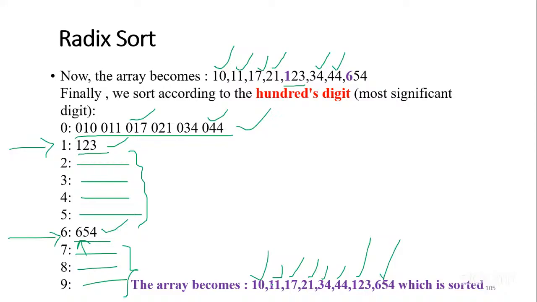Now observe, these are sorted. 10, 11, 17, 21, 34, 44, 123, 654. All these are in sorted manner, right? This is how to implement radix sort.